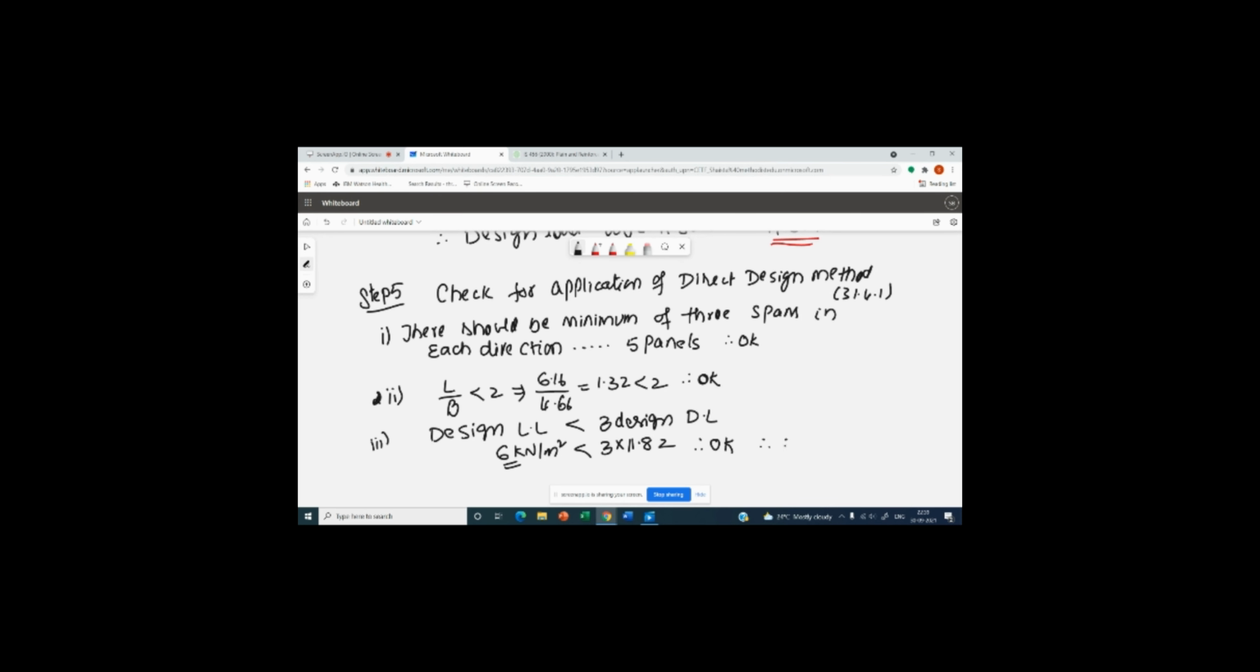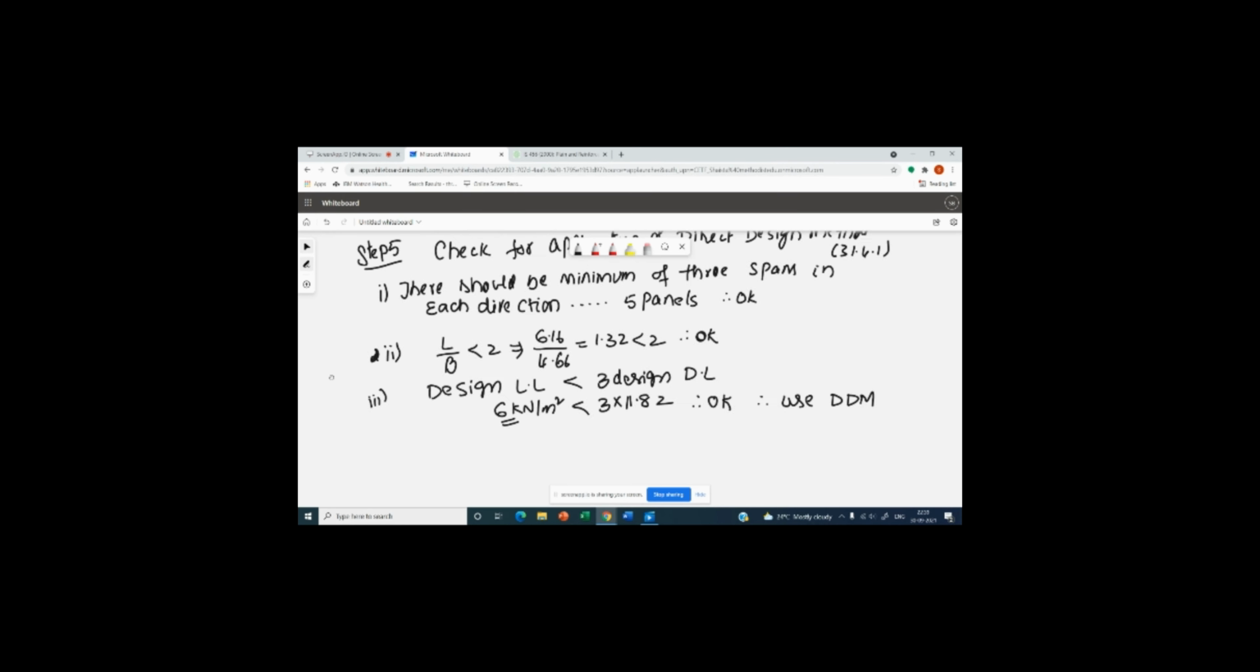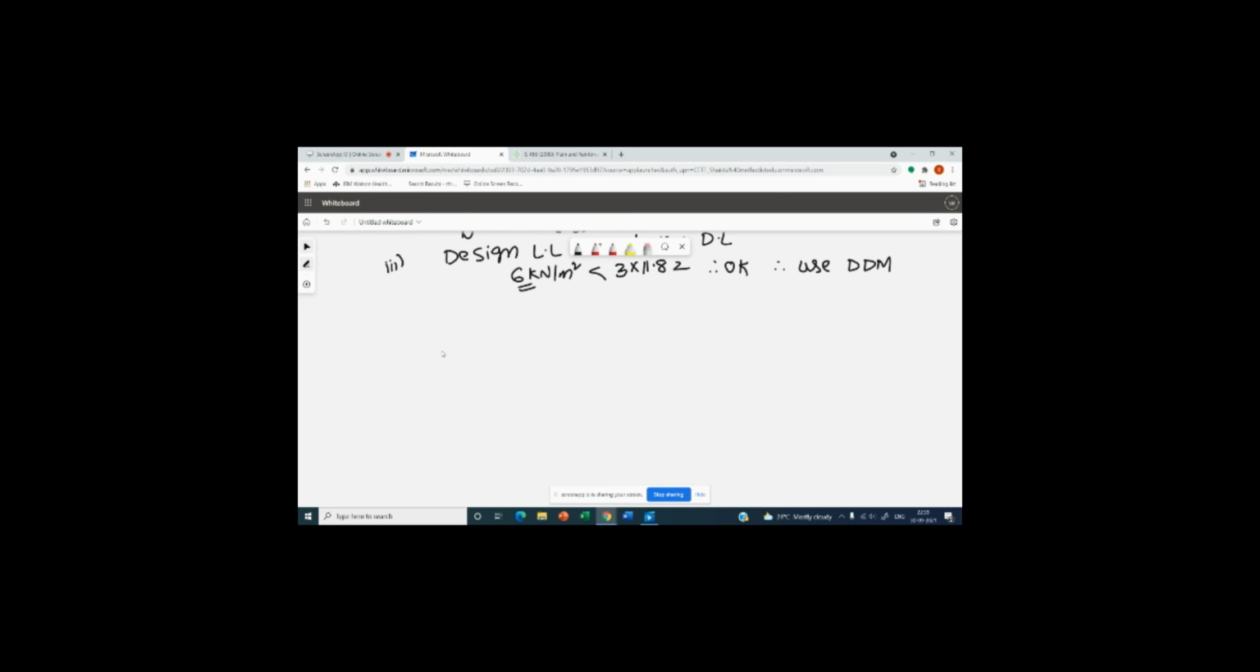So use direct design method. Direct design method can be applied to solve the given interior panel of a flat slab system. So that step is over. So our next step will be step 6. So step 6 is determination of bending moments. Step 6 will be finding out bending moment.